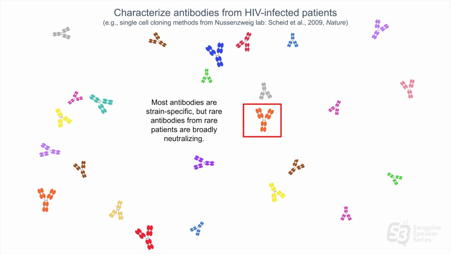Most of the antibodies turned out to be strain specific, but in rare patients from whom these samples were isolated, they would find broadly neutralizing antibodies. Not all the antibodies in a single person would be broadly neutralizing, but when you looked at these broadly neutralizing antibodies, they would neutralize, say, 50% or sometimes up to 95% of strains in vitro in laboratory assays. Now, unfortunately, in the person from whom this antibody was isolated, all the viruses in that person are resistant to this antibody.